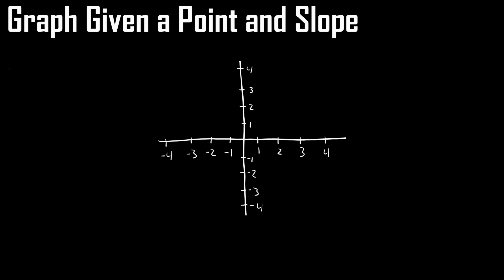So let's say we're given the point (2, 3) with slope 1. This really equals 1 over 1 for rise over run, and so we'll start by plotting our initial point, (2, 3), which will be right here. Then we'll use the slope, the rise over run. So we're going to rise 1 and run to the right 1. So our next point will be at (3, 4). And this will be our line.